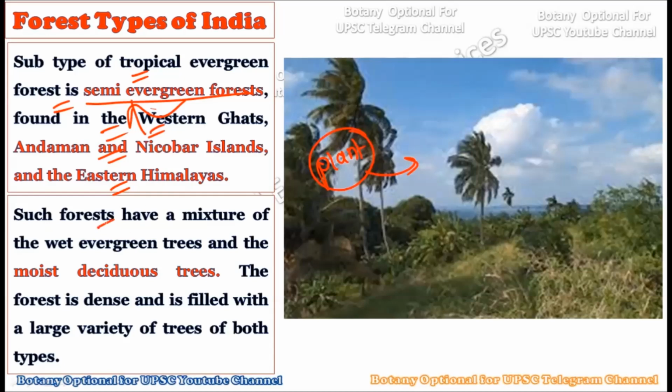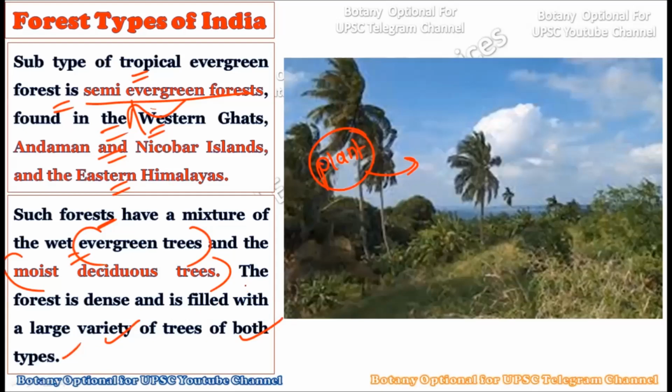Now such a forest is a mixture of the wet evergreen forest and moist deciduous trees. Some moist deciduous trees are present, and these can shed their leaves for some time in the year. That is why, due to the presence of some of these moist deciduous trees, some portion of the wet evergreen forest is considered a semi-evergreen forest. Now the forest is dense and filled with a large variety of trees of both types.